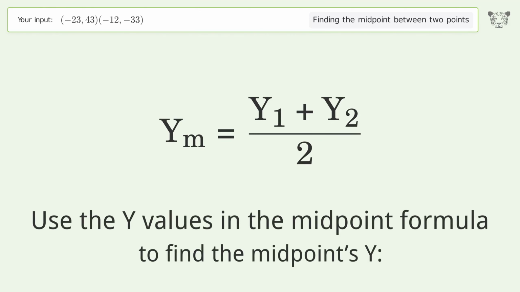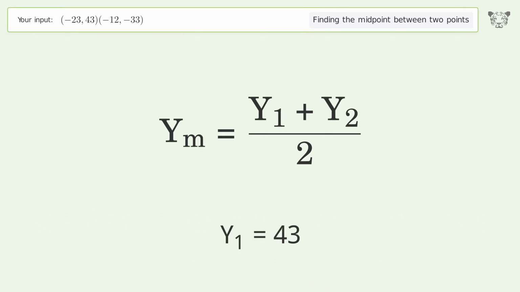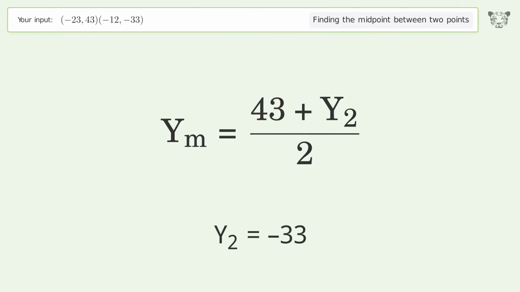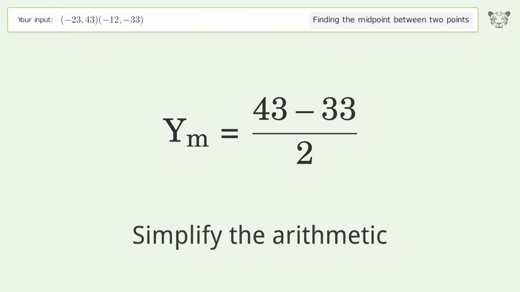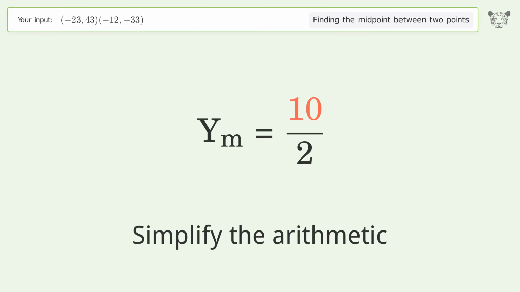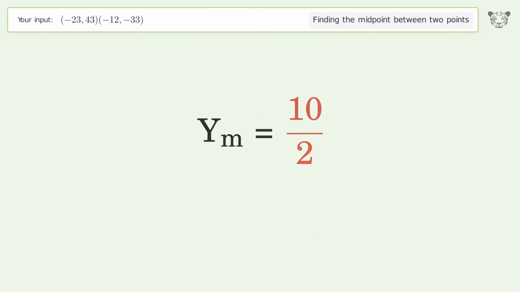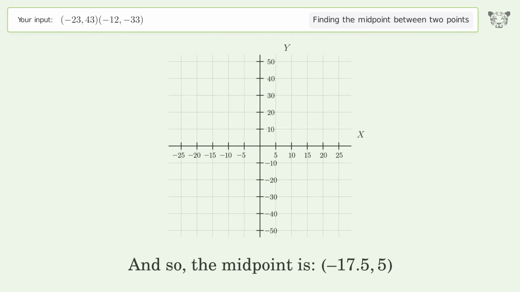Use the y values in the midpoint formula to find the midpoint's y. y1 equals 43. y2 equals negative 33. Simplify the arithmetic. And so, the midpoint is negative 17.55.